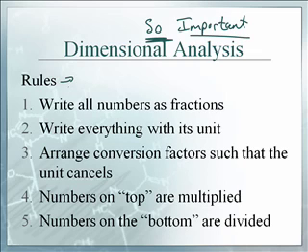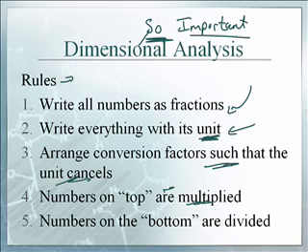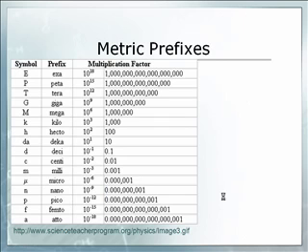All right, you should have written all these down. The key thing is that everything is done as a fraction. Everything has a unit. What does that mean? No naked numbers. Everything has to have a unit of measurement on it. Arrange the conversion factors such that the units cancel, and then the top number gets multiplied and the bottom number gets divided. We're just going to do a zillion examples, and once you get there, you'll be fine.